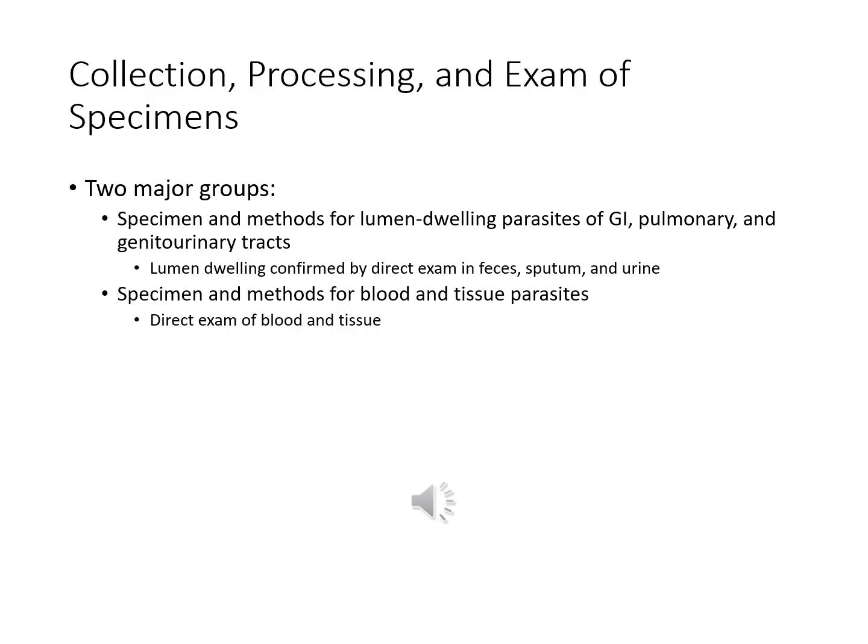So we have two major groups of specimens and methods for what we call lumen-dwelling parasites. So these are parasites that are found in the gastrointestinal tract, the pulmonary system, and the genital urinary tract. Lumen-dwelling parasite infection is usually confirmed by a direct exam in either sputum or urine. And your method for blood and tissue parasites, so those are going to be direct exam of a blood or tissue sample.